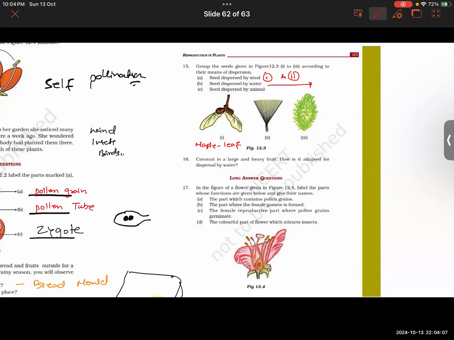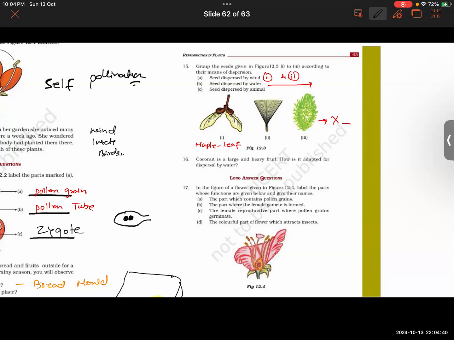Third one. Can you guys tell me the name of this? Recall the name of this. I can give a hint. It starts with X. Take your time. You might have seen it.